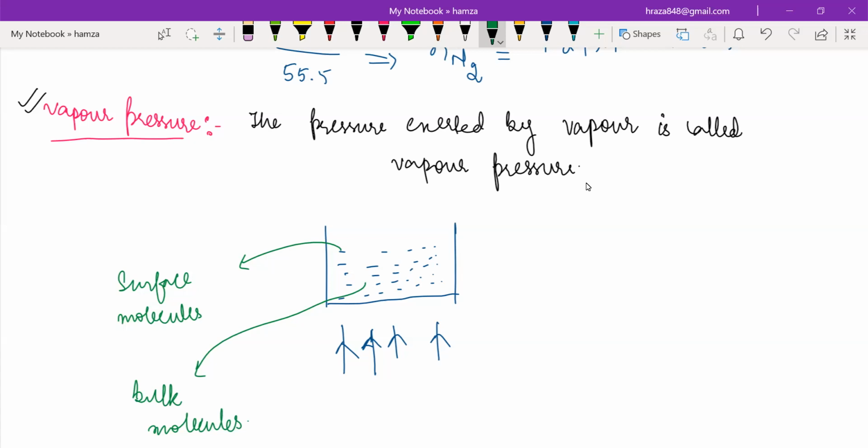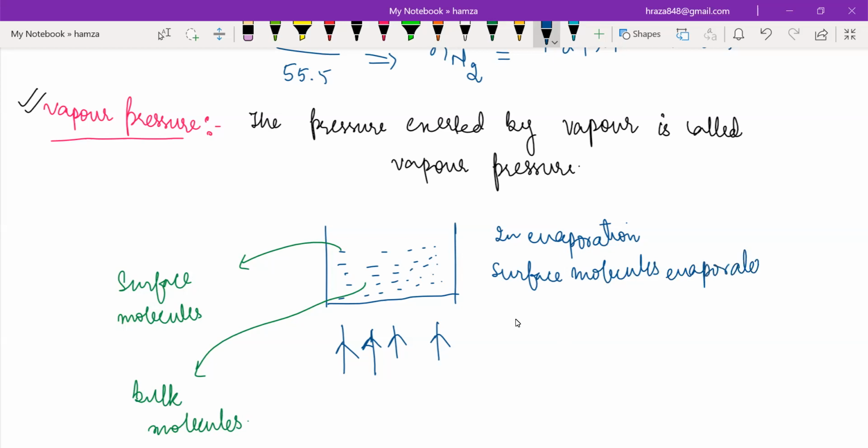There are two types of molecules in this container. On the surface, they are called surface molecules, and below the surface, all the molecules are called bulk molecules. So basically, which molecules evaporate, surface molecules or bulk molecules? I'm going to explain it in evaporation. Sir, the surface molecules, obviously, right? Yes, yes, surface molecules evaporate.